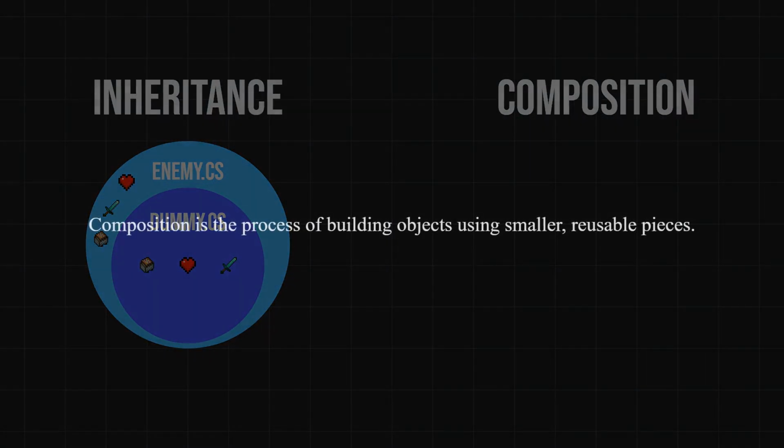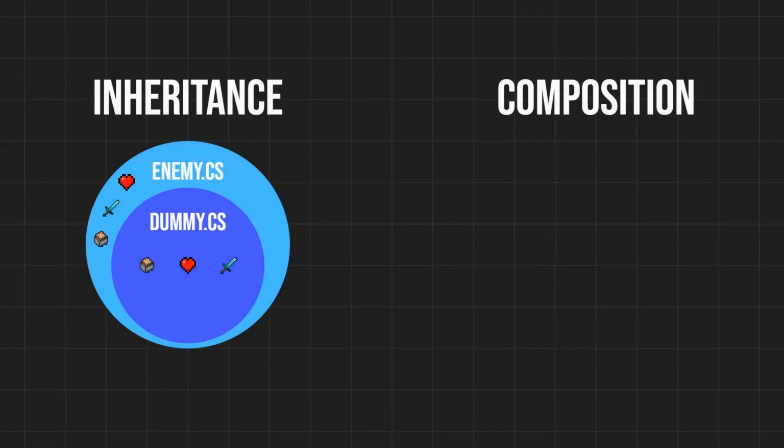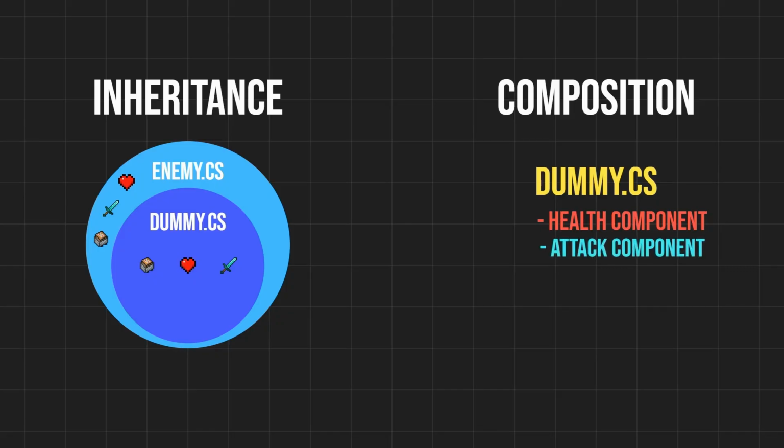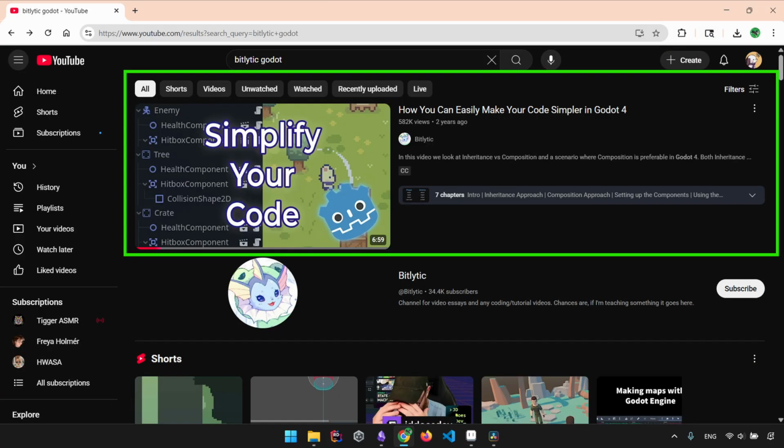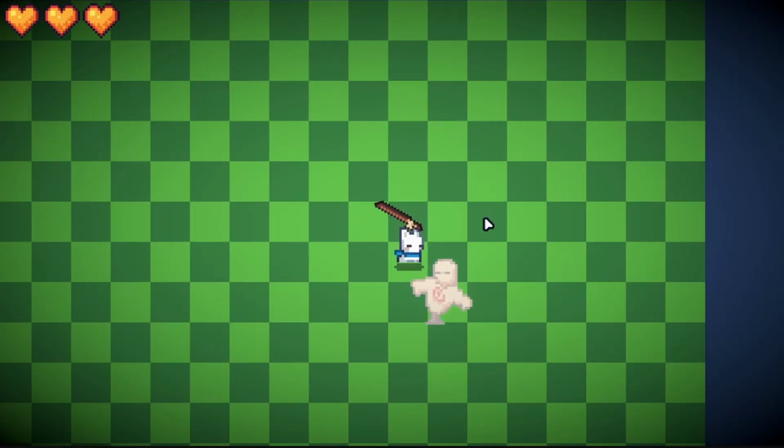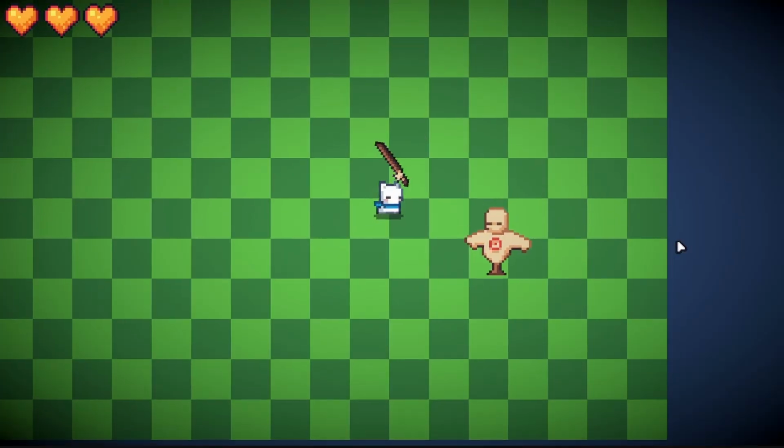Composition, on the other hand, is the process of building objects using smaller reusable pieces. So instead of saying a dummy is an enemy, we say a dummy has a health component, an attack component, and a movement component. These are all built on components, and so this is much more modular, which makes your game systems much more flexible. If you want to know how to actually put this into practice, I'd recommend checking out Bitlytic's video on composition in Godot.